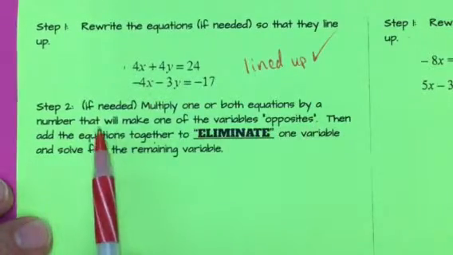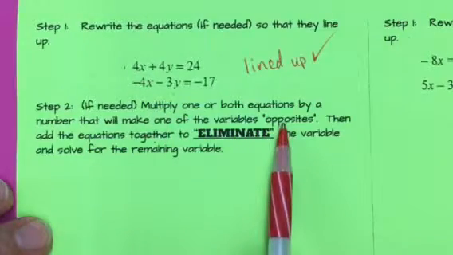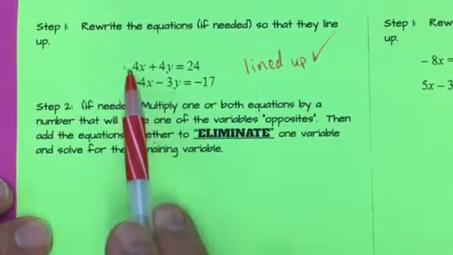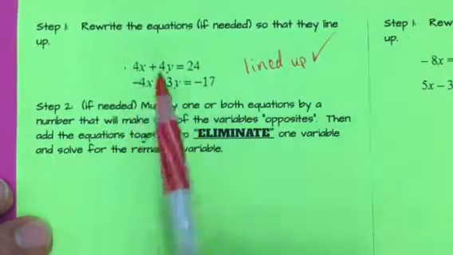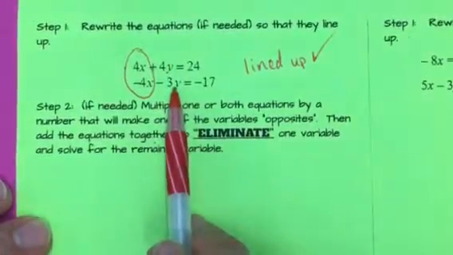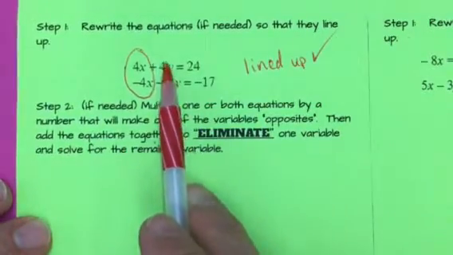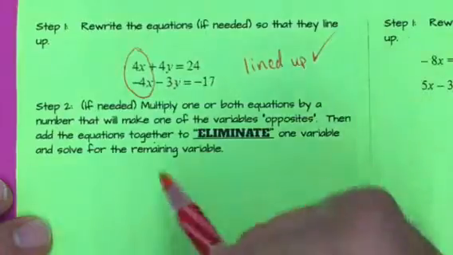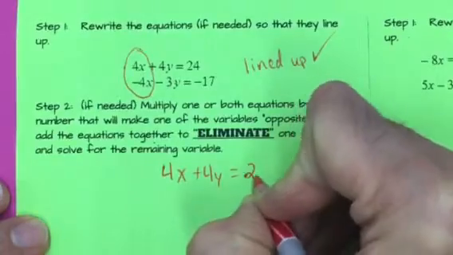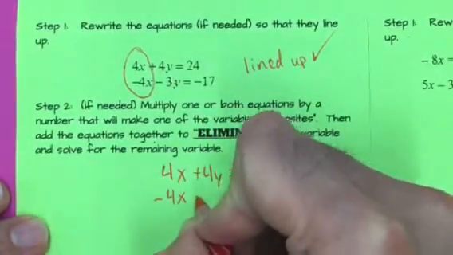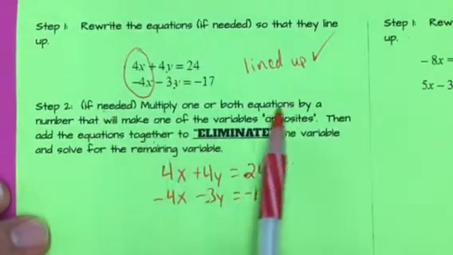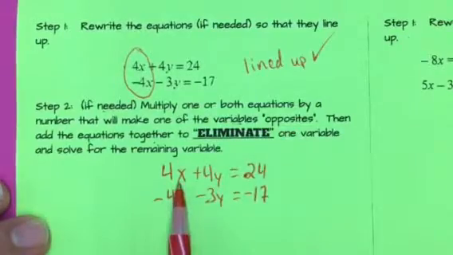Okay, let's stop here. We need to make one of the variables opposites. I'm looking here, I'm seeing 4x and negative 4x. Same number, positive, negative. These are opposites right here. The 4y and negative 3y are almost opposite. They gotta be the exact same number. So I'm just gonna rewrite it. 4x plus 4y equals 24. Negative 4x minus 3y equals negative 17. All right. Make the variables opposites. Done.